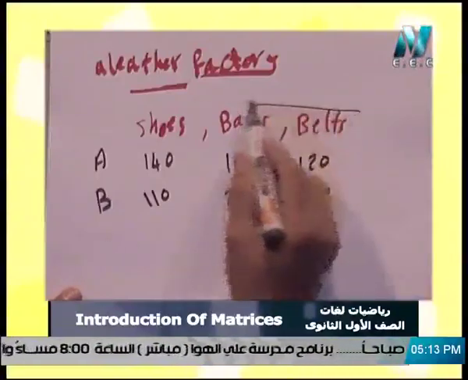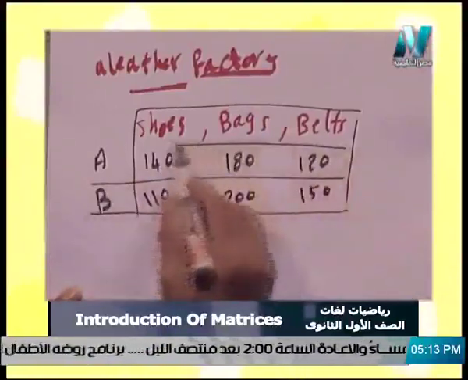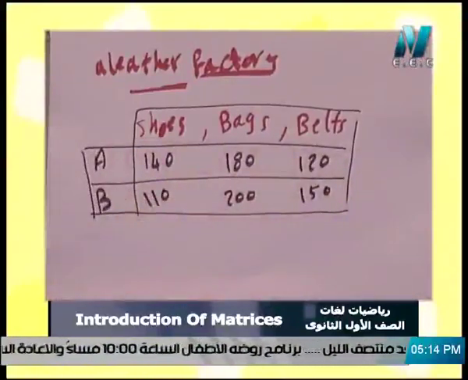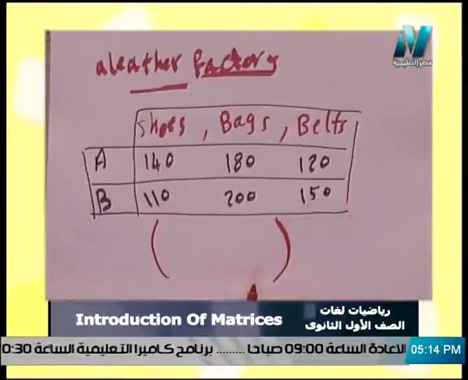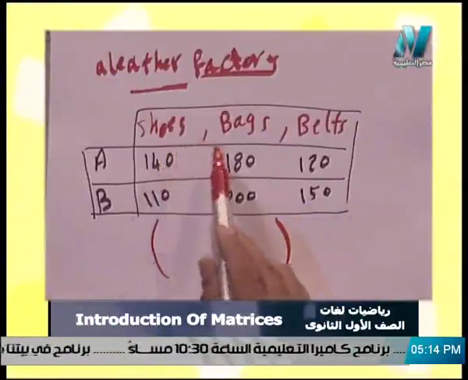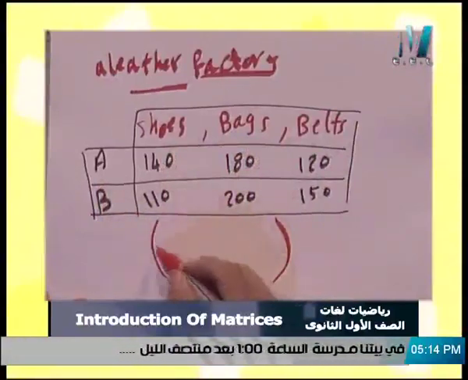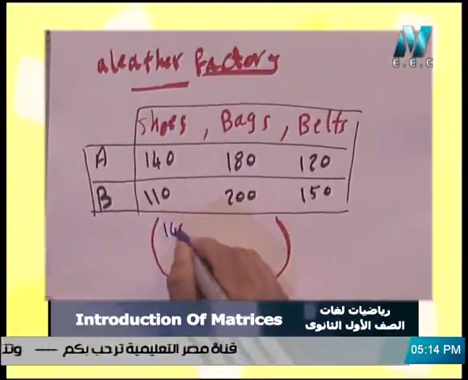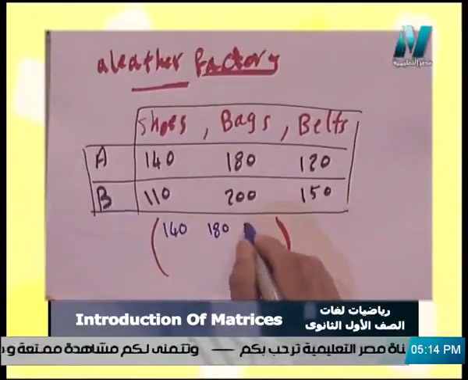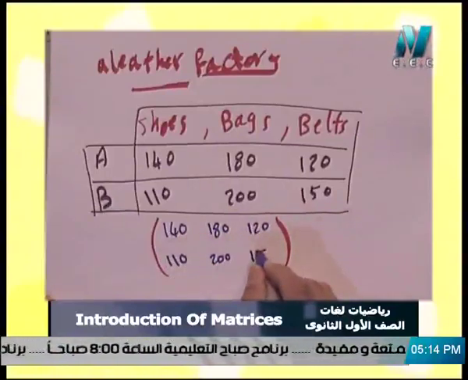Okay, we can make this as a table here, but we can simplify it as a matrix. Okay, we can write it as a matrix. Don't write shoes, bags, belts, or branch A or B. We just write the matrix, two parentheses like this, and we write the numbers 140, 180, 120, 110, 200, and 150.